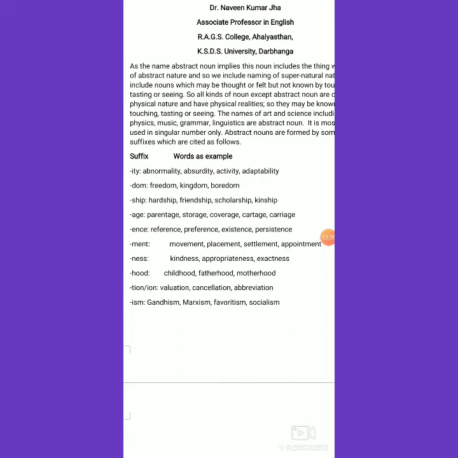Now we can talk about the suffix dom that we have used with free, that is an adjective, and the state of being free is freedom, that is an abstract noun made out of the dom suffix added to the adjective free. Now king is a noun, and from that noun we have made the abstract noun kingdom, and from bored we have the abstract noun boredom. So out of the suffix dom we have formed three abstract nouns, including freedom, kingdom and boredom.